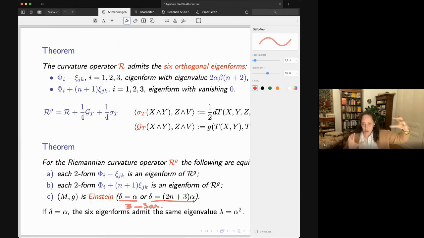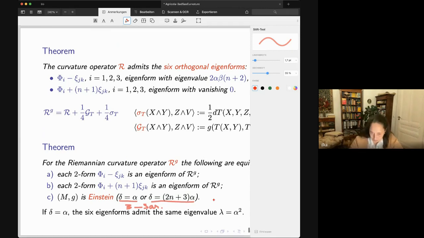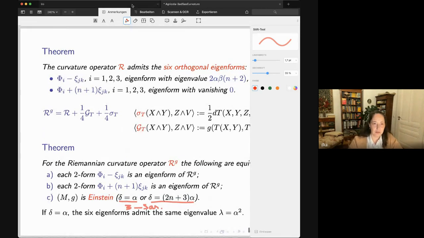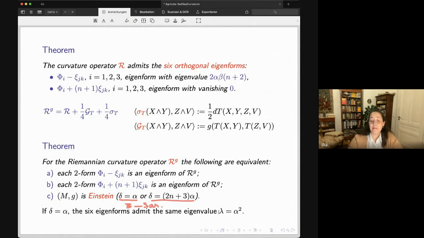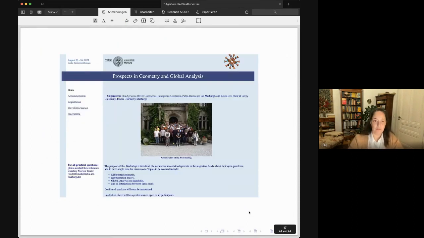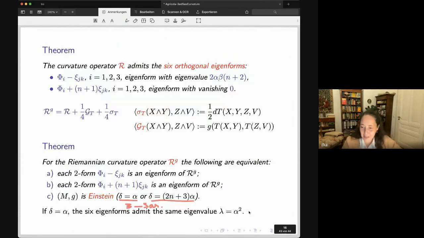Now we can put the two geometries together and just parameterize them by alpha and delta, right? And you deform homothetically as you like. And so you can describe these families of metrics in one bunch, which we did also. And if delta is equal to alpha, then the 6 eigenforms admit the same eigenvalue, which is just alpha squared. Okay, that was the end of the talk.